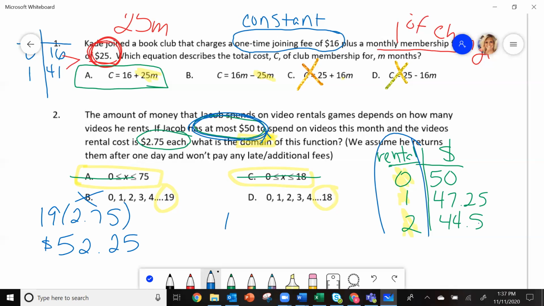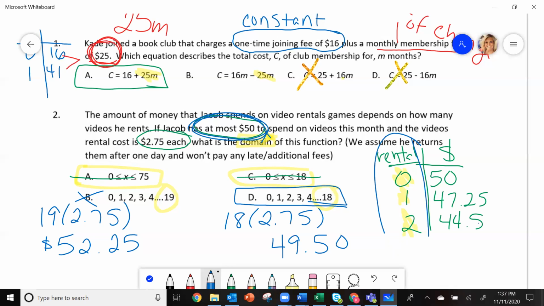But if I take 18 times 2.75, you get $49.50. That's under our $50 budget, so your answer should have been D.